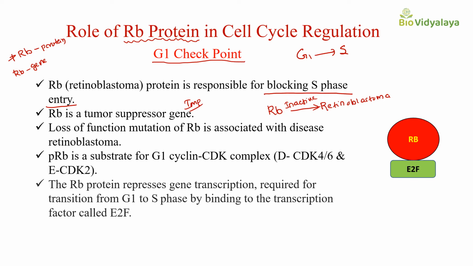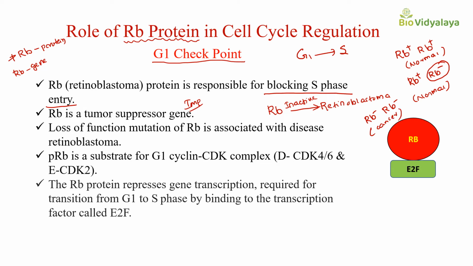We can represent the normal one as RB+ RB+, homozygous dominant. This is normal. Heterozygous is also normal, RB+ RB-. Here one mutated allele is there, but the phenotype is normal. And the diseased one is RB- RB-. This is homozygous recessive.